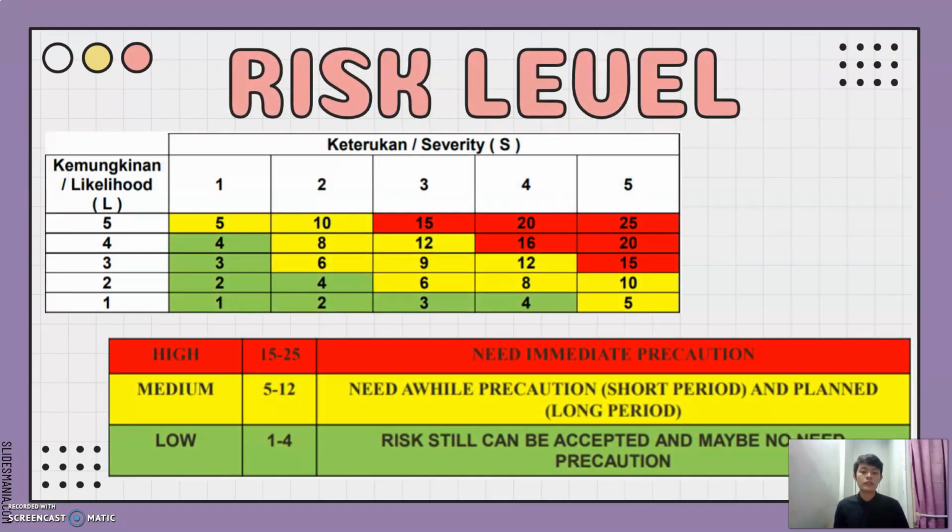The range for low risk is between 1 to 4. The risk still can be accepted and no precaution is needed. Next, the medium risk is scaled from 5 to 12, which needs a well-planned precaution. Lastly, the high risk is between 15 to 25, where it needs precaution immediately.